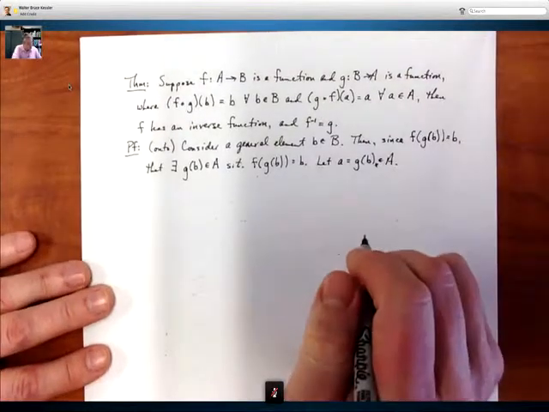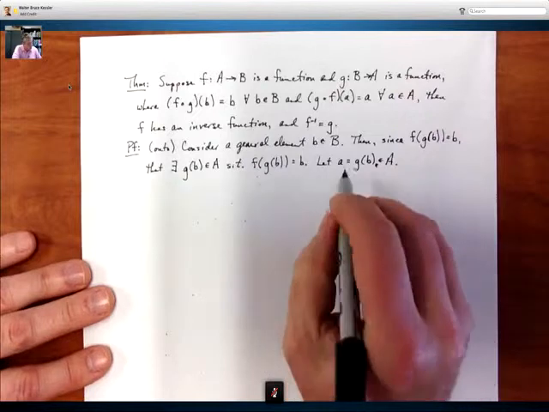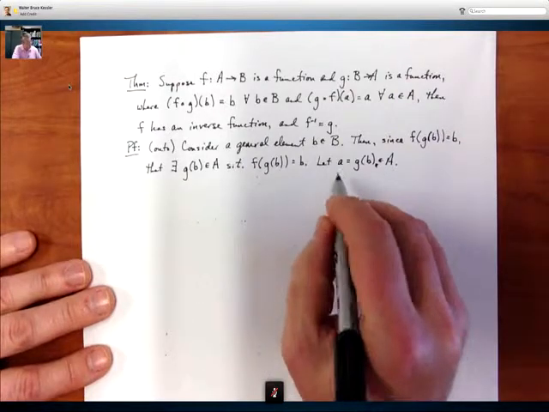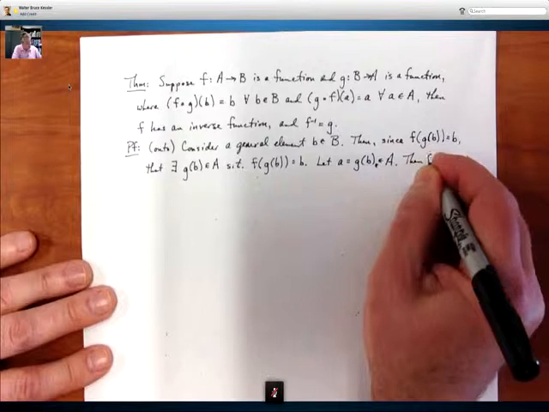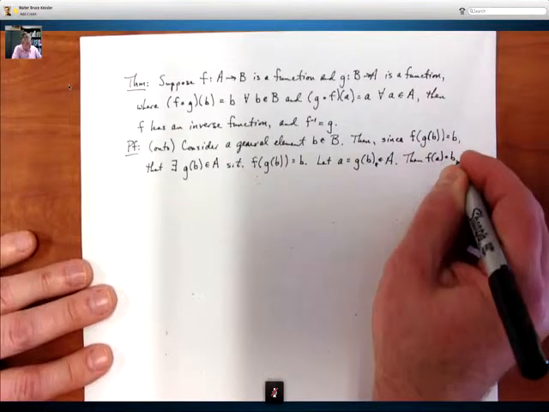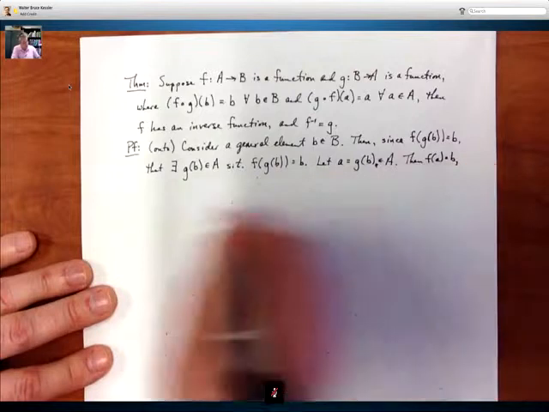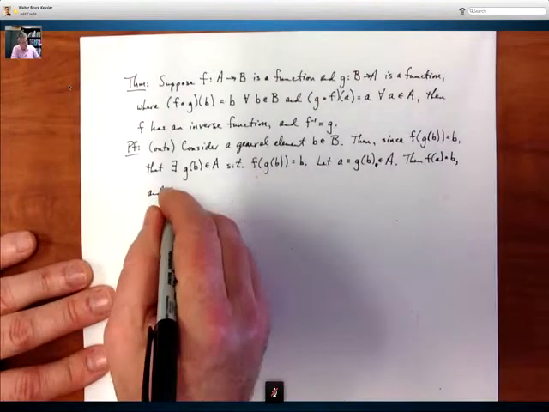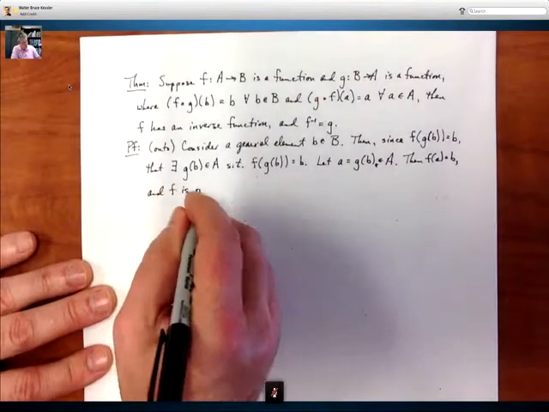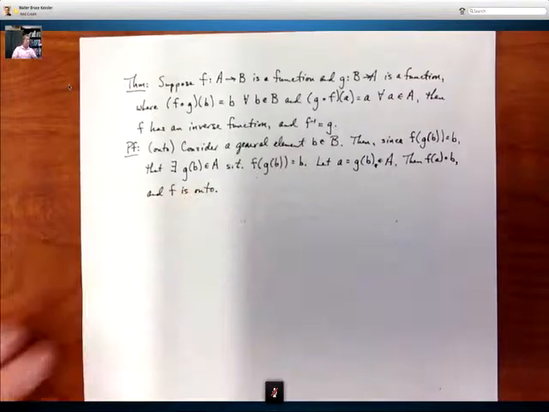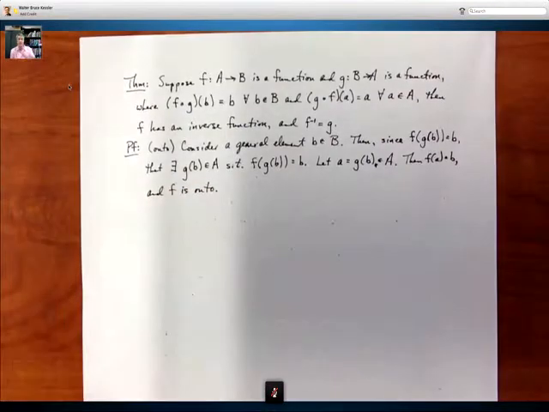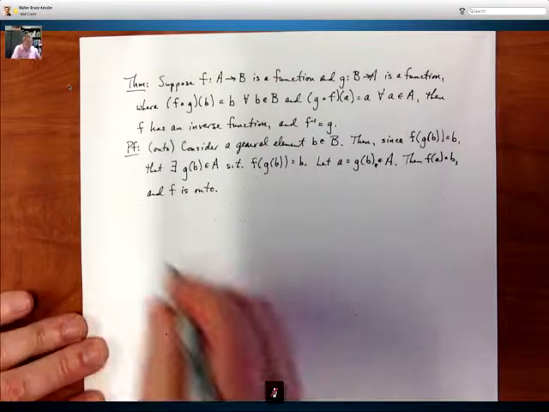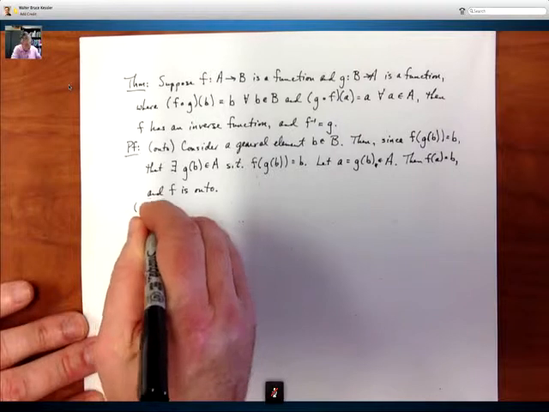Okay. Then that's it. That's all I got to do. Then F of A is B, and that means that F is onto. Remember, onto means, oh, you give me a general B, I can go back and find an A that satisfies F of A equals B. Okay? So we got onto.